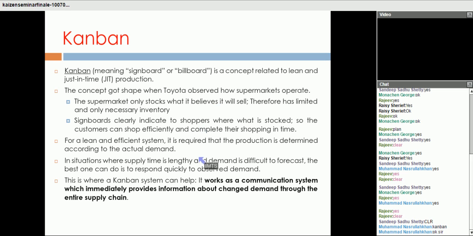So signboards clearly indicate to shoppers where what is stocked, so the customers can shop efficiently and complete their shopping in time. For a lean and efficient system, it is required that the production is determined according to the actual demand. In situations where supply time is lengthy and demand is difficult to forecast, the best one can do is to respond quickly to observed demand. So this is where a Kanban system can help. It works as a communication system which immediately provides information about changed demand to the entire supply chain.